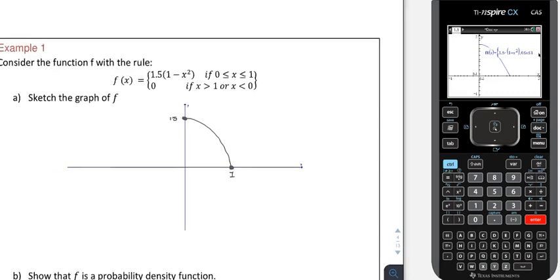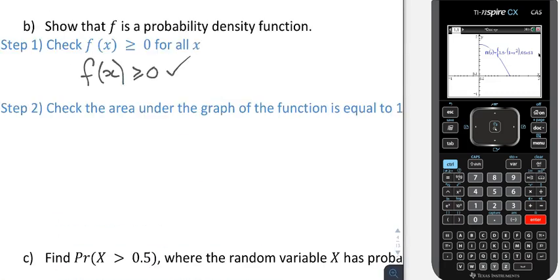So 1.5 and 1. I'm asked to then show that this is a probability density function, so don't just assume that it is. It's asking us to show that it is. I have seen this in past exams, so be aware of that. To show that it's a probability density function, you have to meet the two criteria. So the entire function within the domain has to be positive. So f of x must be greater than or equal to 0. And then obviously looking at this graph, we can see that it is.